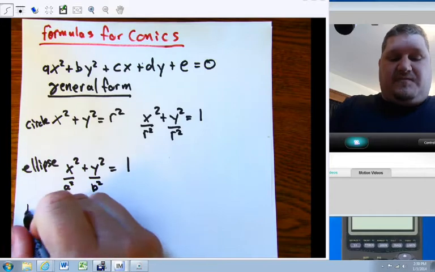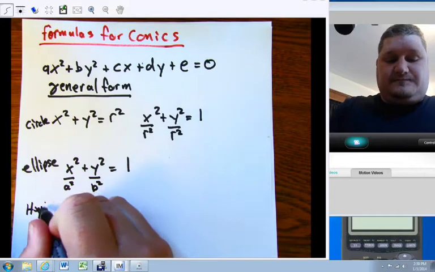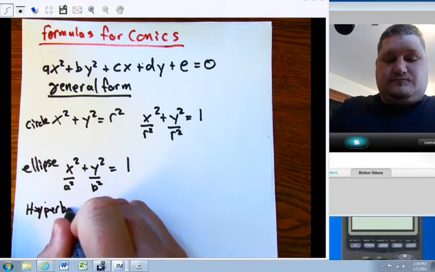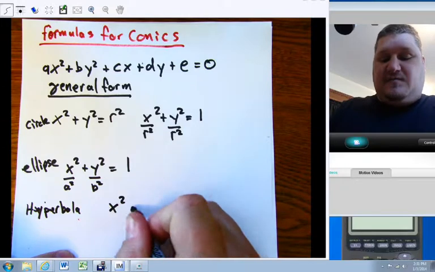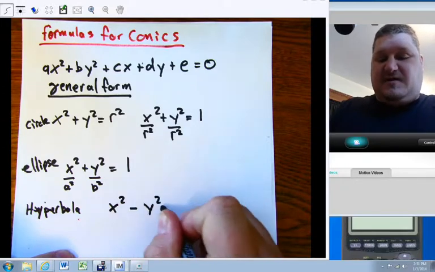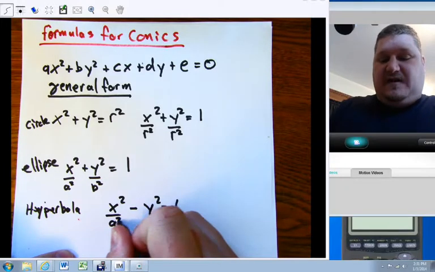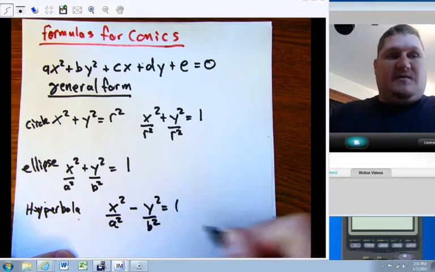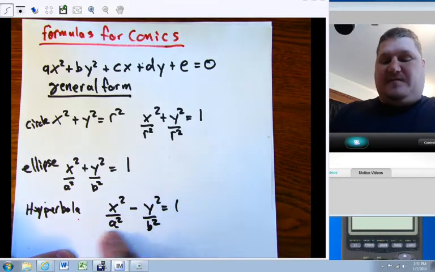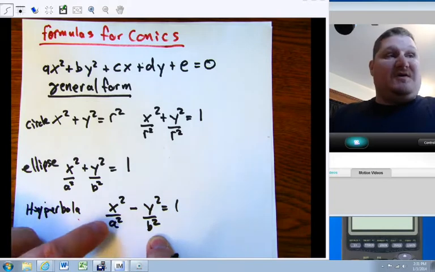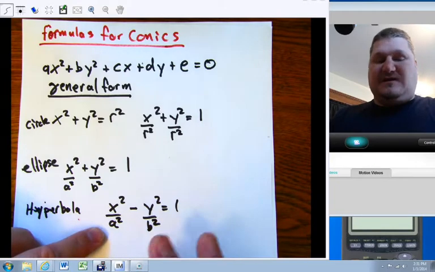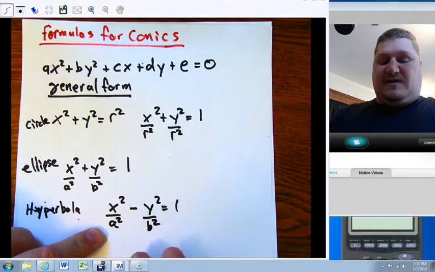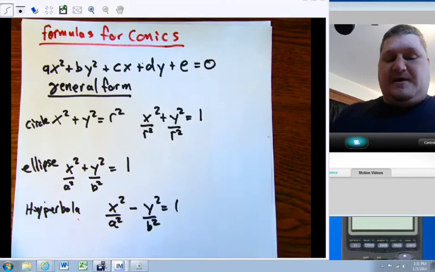Now, for a hyperbola, our generic would be x squared minus y squared equals 1, all over a squared and b squared again. Sometimes books get real bent out of shape about which one is first, a or b, is it b or a, and which way does it go? I don't get bent out of shape about that. We'll talk about that in a little bit.